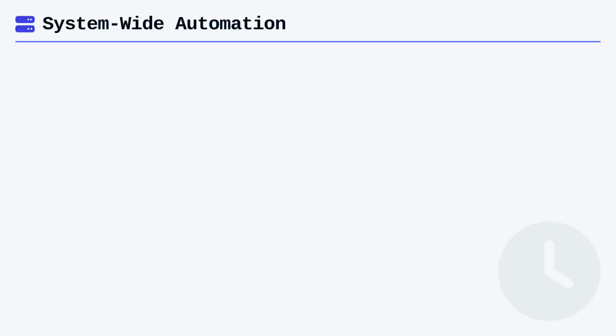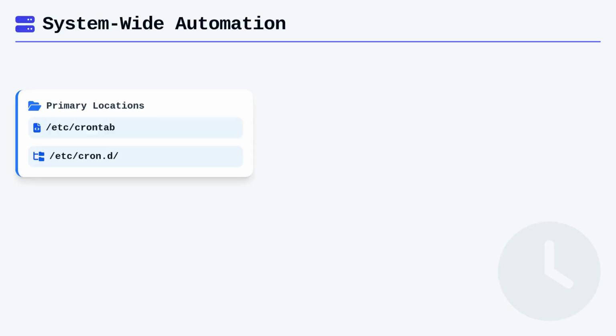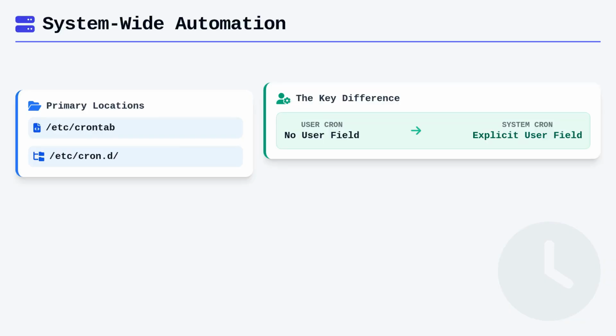While users manage their personal schedules through individual crontabs, system-wide automation typically resides in the /etc directory structure. You will frequently interact with /etc/crontab and the /etc/cron.d/ directory, where system packages drop their own scheduled tasks. Unlike user crontabs, these files include an additional field to specify which user account should run the command.